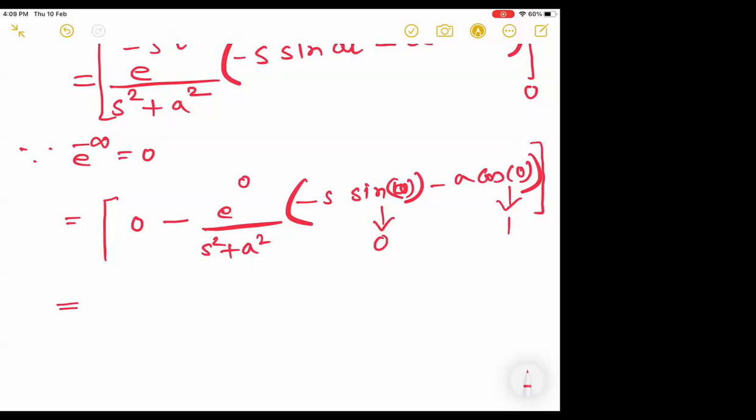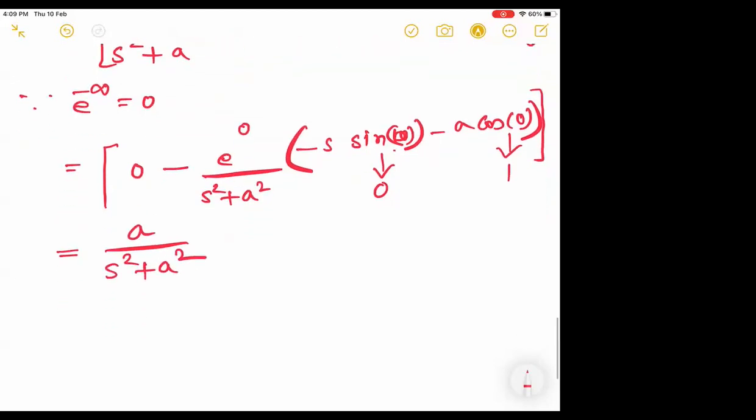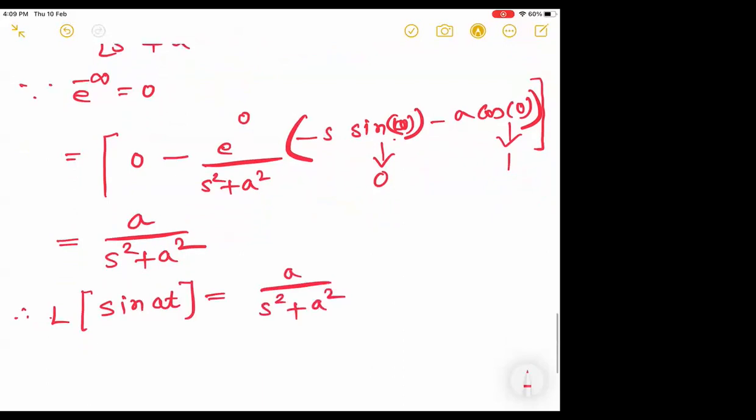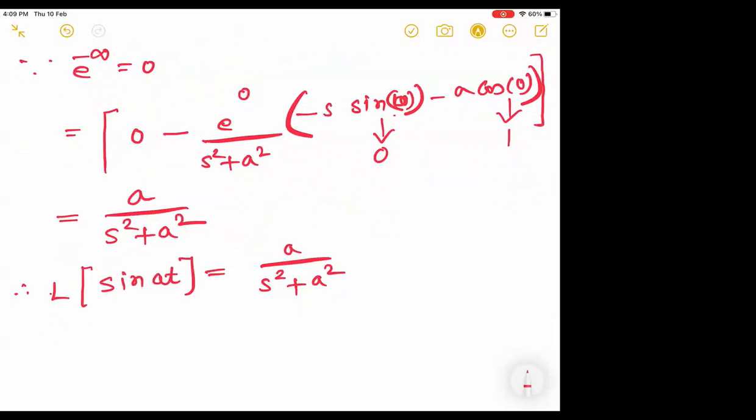Yes, and therefore we will get the answer for this. The first term is 0, minus minus, we are getting plus. A will remain, the denominator will remain as s square plus a square. And therefore, the transform of sine at will become a upon s square plus a square. That can be remembered as a standard result. Got it? This is a function of s.